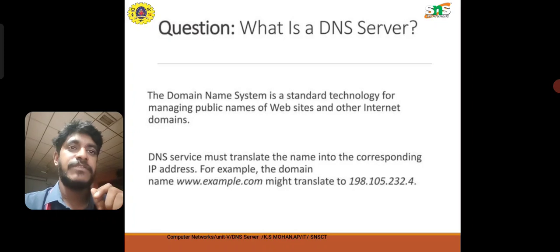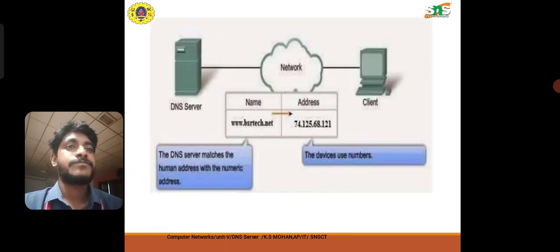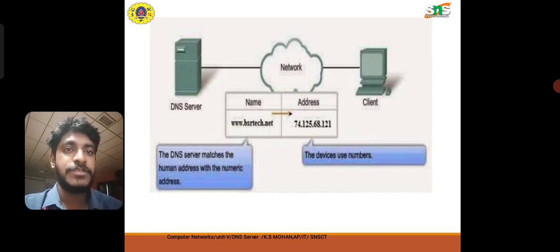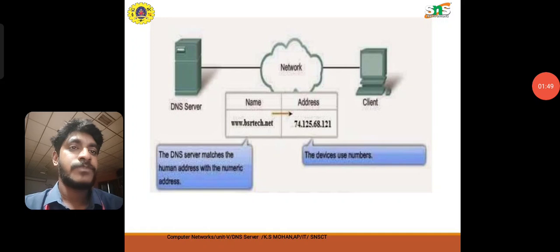So that is the DNS server. It converts a domain name into an IP address. The architecture diagram denotes the DNS server and client. From client to server, you have name and address. So the DNS server matches the human address with the numeric address, because devices use numbers. Here we have the network, the DNS server and the client, and the name and address are denoted likewise.